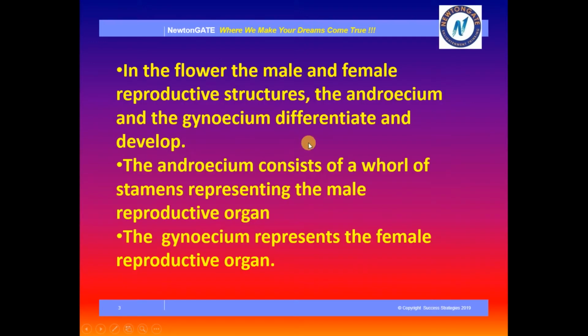So, in the flower, the male and female reproductive structures, the androecium and gynoecium, differentiate and develop. The androecium consists of a whorl of stamens representing the male reproductive organ, whereas the gynoecium represents the female reproductive organ.